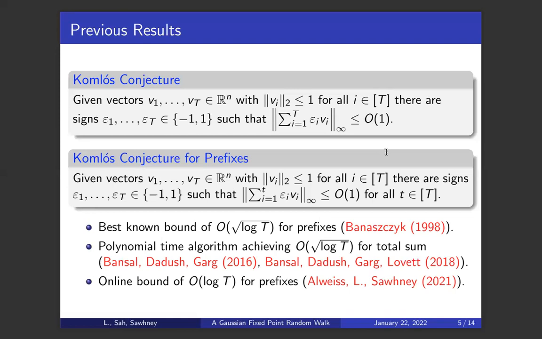So as you can see, there's still a gap between the best upper bounds and lower bounds for the Komlós conjecture and the Komlós conjecture for all the prefixes. In particular, it's not known whether there's an online algorithm that can achieve a square root log t bound for all prefixes. And in fact, it's not even known whether there's a polynomial time algorithm that can achieve a square root log t bound for all prefixes.